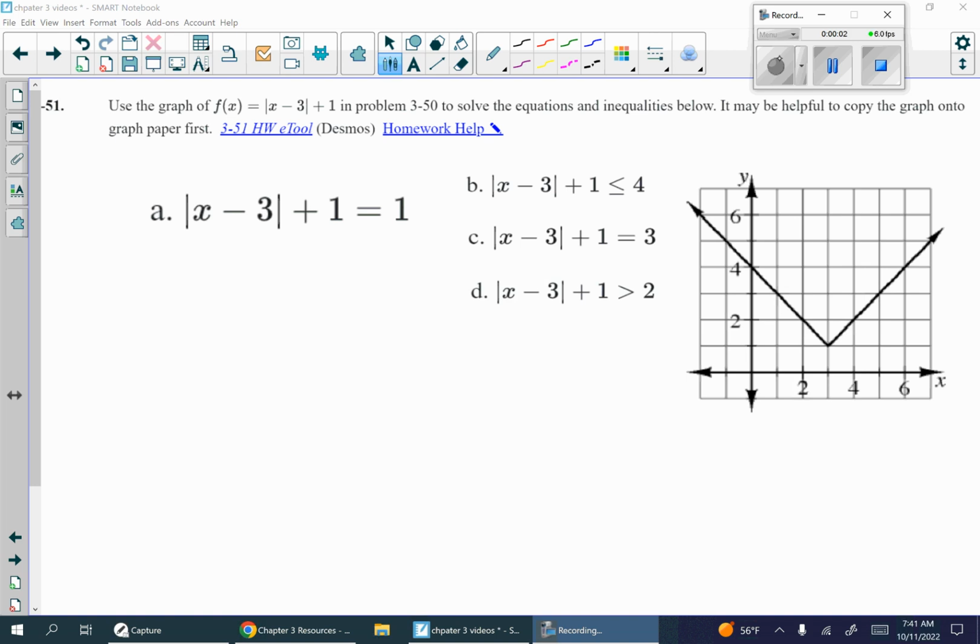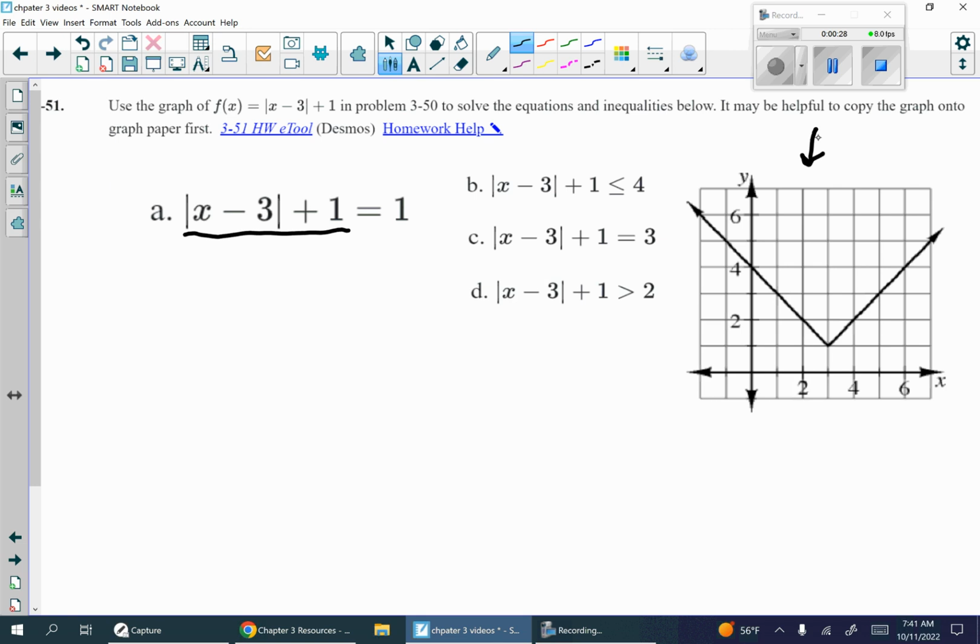CPM Math 3, problem 3-51. We are being asked to look at a graph of a function, absolute value of x minus 3 plus 1, in order to solve some equations. And this is kind of another application of solving equations by graphing that we're going to look at. So we actually have the function here graphed right here. We saw that on problem 50.